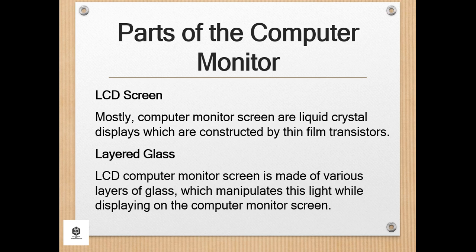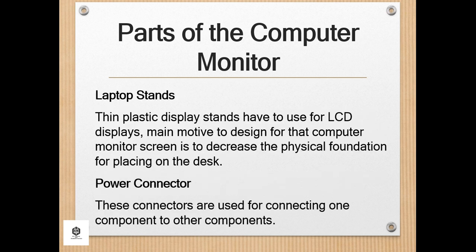LCD screen. Mostly, computer monitor screens are liquid crystal displays, which are constructed from thin film transistors. Layered glass. An LCD computer monitor screen is made of various layers of glass which manipulate the light while displaying on the screen. Another part of the computer monitor is the stand. Thin plastic display stands are used for LCD displays. The main motive of the design is to decrease the physical footprint on the desk. Power connector. These connectors are used for connecting one component to other components.